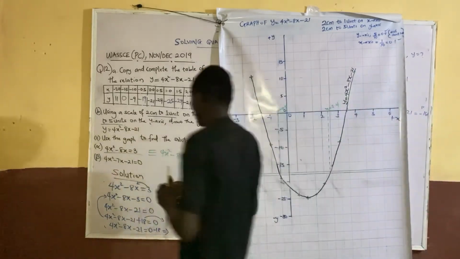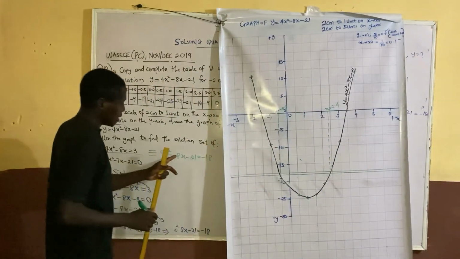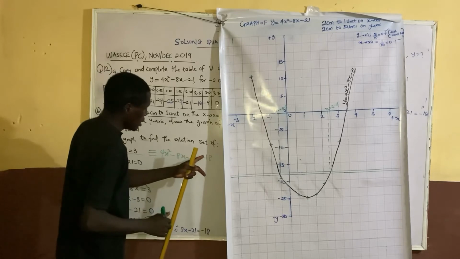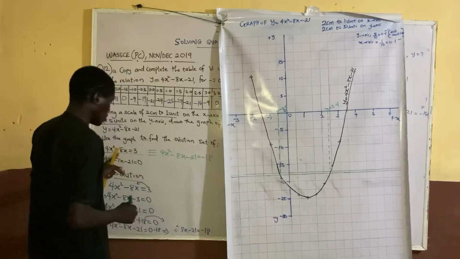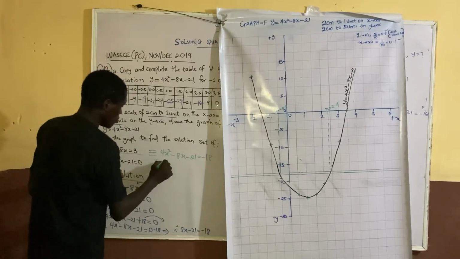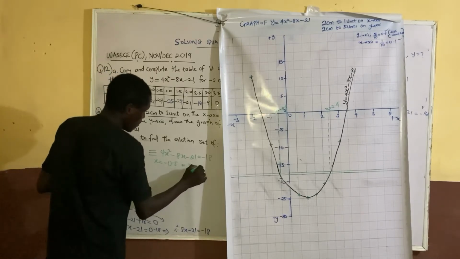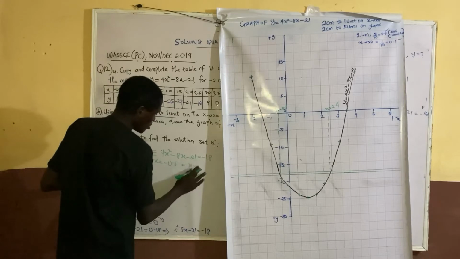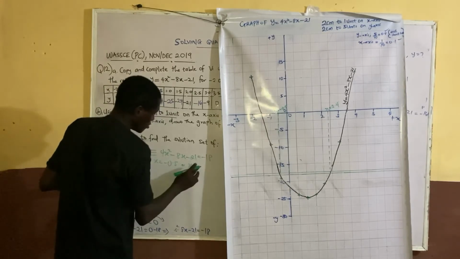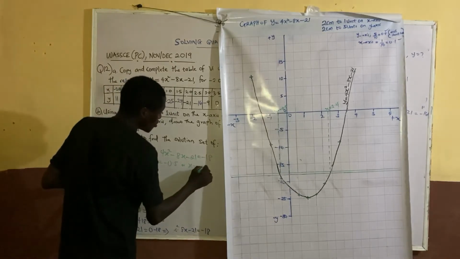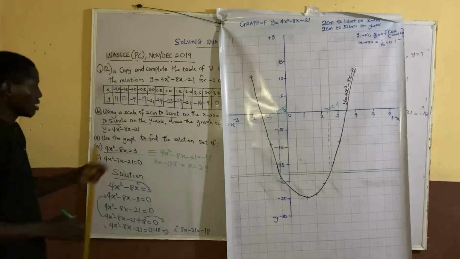This is the solution for 4x squared minus 8x minus 21 equal to minus 18, which is the solution for this also. So x is equal to minus 0.5 or x equal to 2.4. So that's the answer for that one.